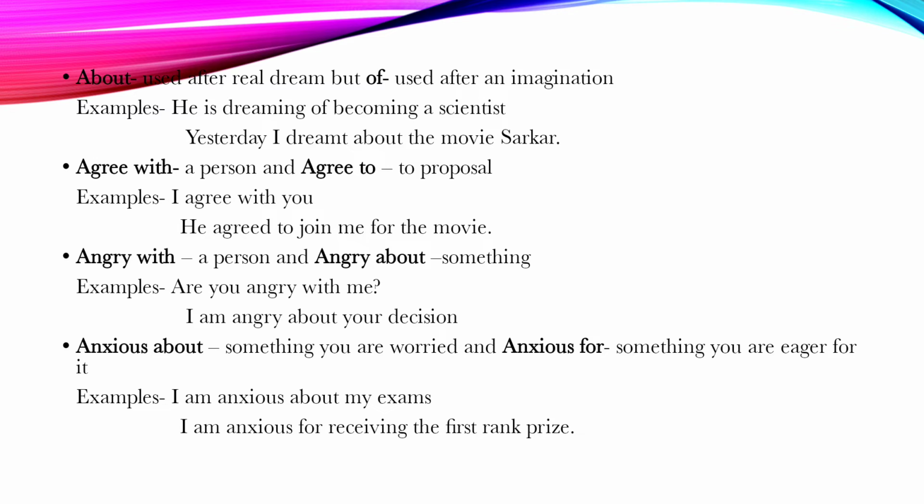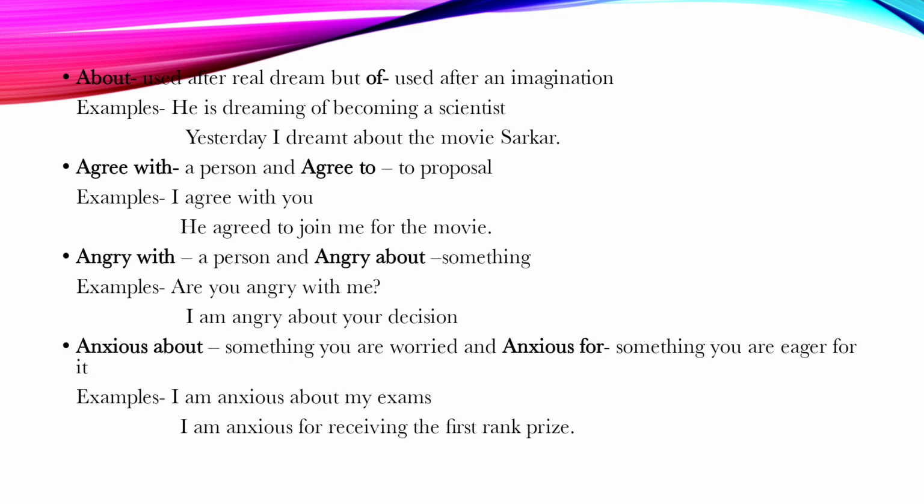Now we'll move on to some other prepositions. The preposition about is used after a real dream, but of is used after an imagination. So there are two prepositions, about and of. When we speak about a dream, if it is a real dream, we use the word about. And if it is just an imagination, we will use of. When you consider the example, you will understand.